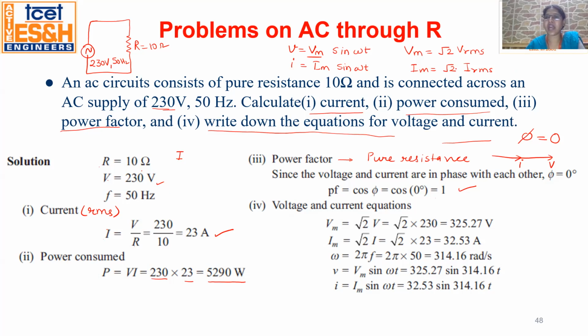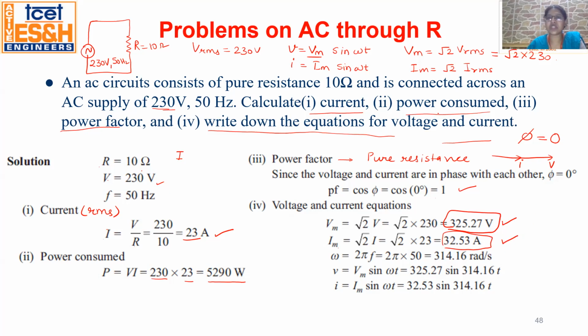Okay, and we have the value of Vrms. So what is the value of Vrms? Vrms is 230 volt. So here you write simply root 2 multiplied by 230. It gives you 325.27. Whereas Im is equal to root 2 multiplied by Irms. So root 2 multiplied by 23 is equal to 32.53 ampere. So this is Vm and this is Im.